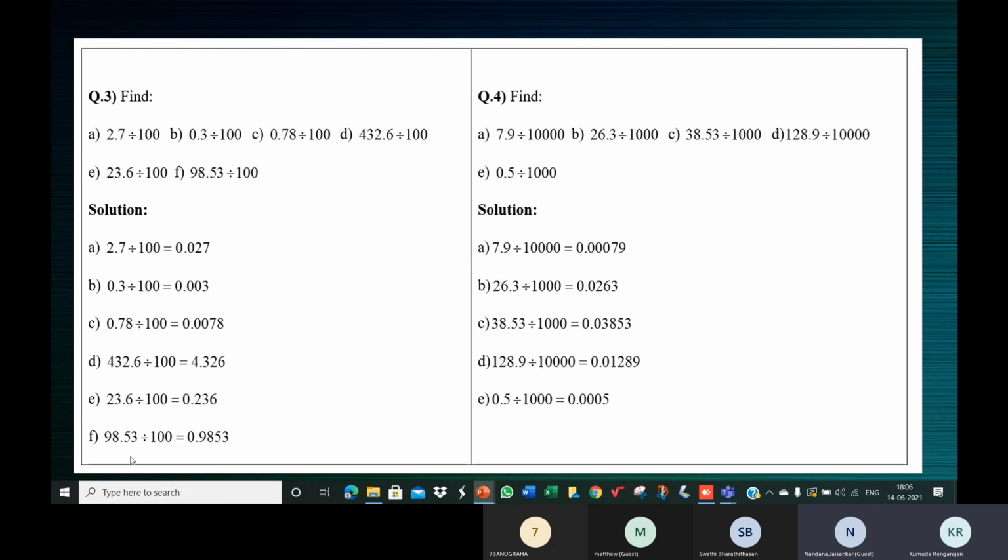Similarly, when the number is 0.78 and you're dividing that by 100, you cannot get 78 as a result. It is clear that when you're dividing, you should shift the decimal point to the left side. When you're multiplying, you should shift the decimal point to the right side. The decimal point is shifted to the right when you multiply. When you divide, it's shifted to the left.